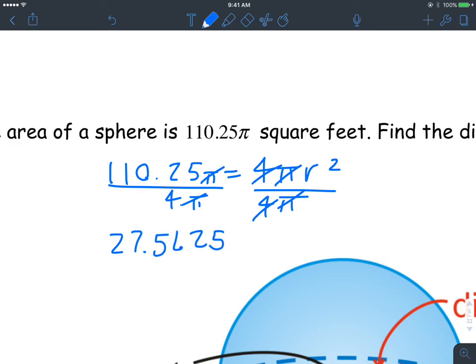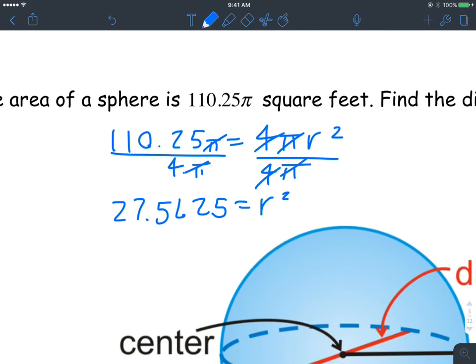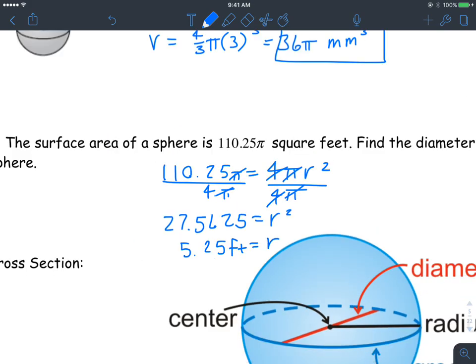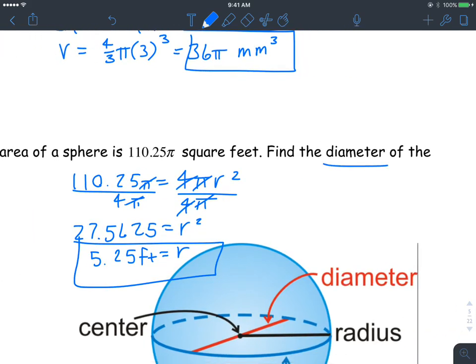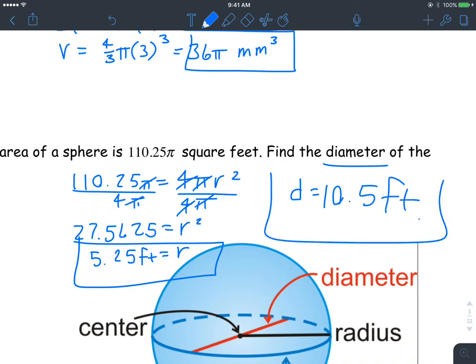27.5625 equals r squared. And that's actually a perfect square decimal, which is kind of weird. We don't see that a ton. So you get that your radius is 5.25, and then I guess feet in this case. And that, by the way, is your radius. So then whenever you take your radius right there, I think they're asking for the diameter, so you just need to double that, so that'll be 10.5. And then you're good to go.